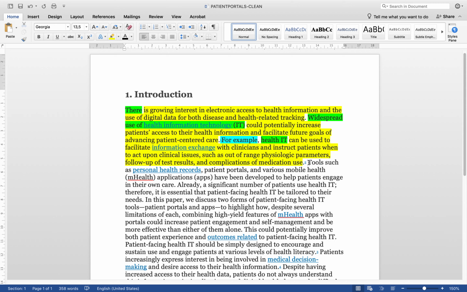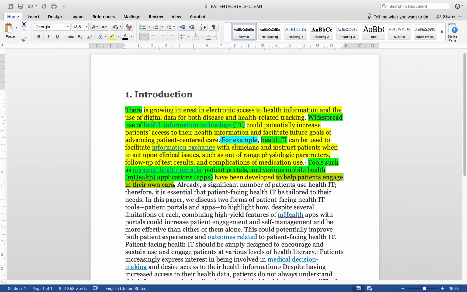Tools such as personal health records, patient portals, and various mobile health apps. There, that's a very long topic, have been developed to help patients engage. Now, here the writers were, to help patients engage in their own care. That's all still part of the focus. Here, the writers have saved themselves by saying to help patients engage in their own care, because that's what they actually want to say.